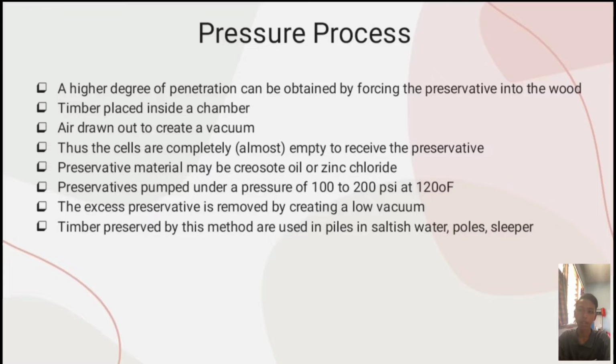preservative material may be creosote oil or zinc chloride. And number six, the preservative is pumped under a pressure of 100 to 200 psi and 120 F. And number 7, the excess preservative is removed by creating a low vacuum. And number 8, timber preserved by this method is used in piles in saline water, poles and sleepers.